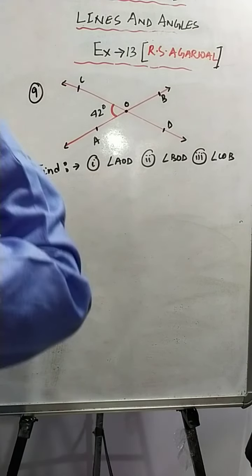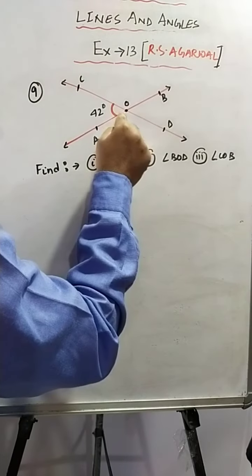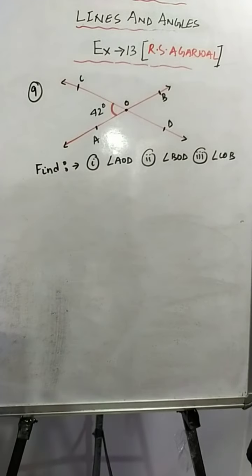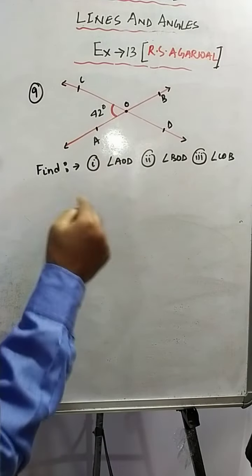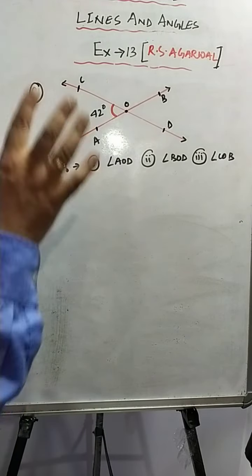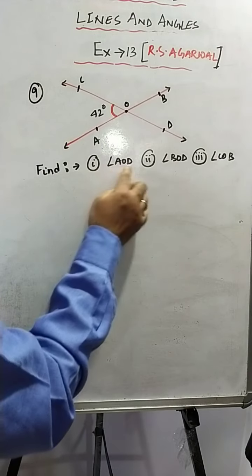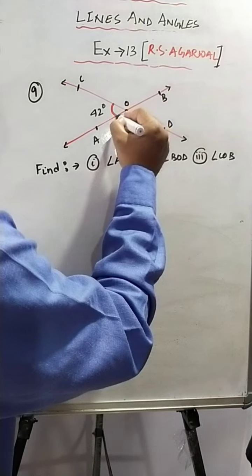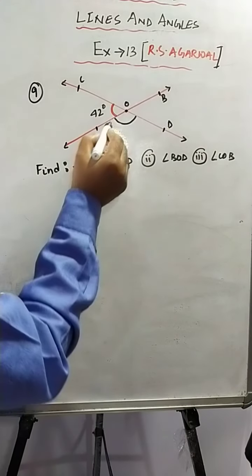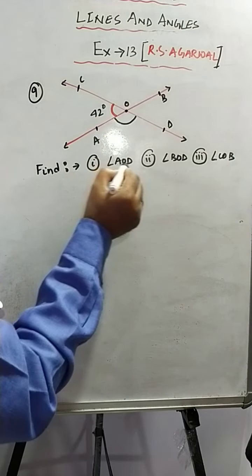In this figure you see that the two lines are intersecting at point O. In this type of figure we know that the opposite angles are always equal. Why? Because they are vertically opposite angles. Now let's see what you have to find out. Angle AOD, that means this angle you have to find out, students. Let me mark it with a black pen. So this is the angle that you have to find out. This is angle AOD.